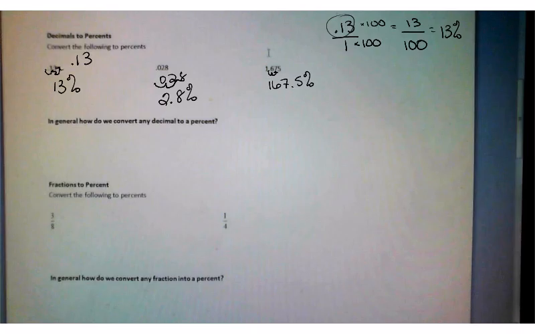So the shortcut is to just move the decimal point 2 places to the right and tack on the percent sign. But if you get confused about whether you're supposed to move it right or left, then perhaps thinking about it in terms of a fraction might clarify that for you. So down here where it says "in general," how do we convert any decimal to a percent? Jot down what you need to help you remember how to convert between the two forms.